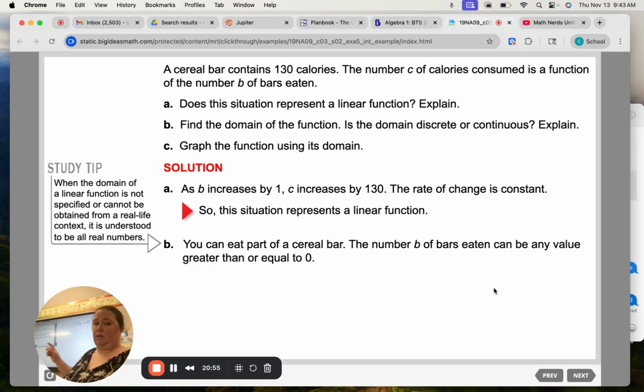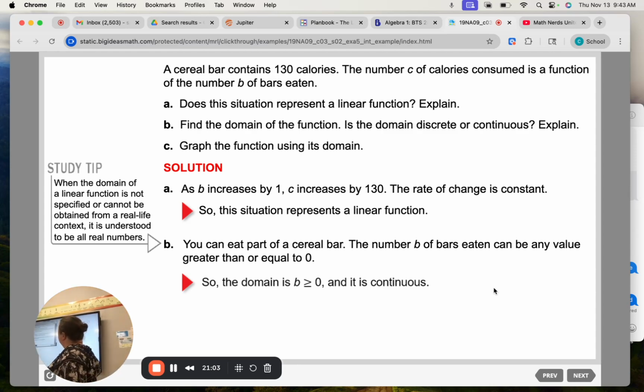You're on the right track. All you would say is D is greater than or equal to 0. Or B, sorry, not D. Yeah. The domain is B has to be greater than or equal to 0. Okay. Then the last one is graph it using its domain.